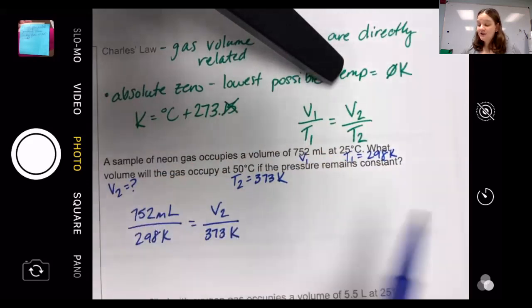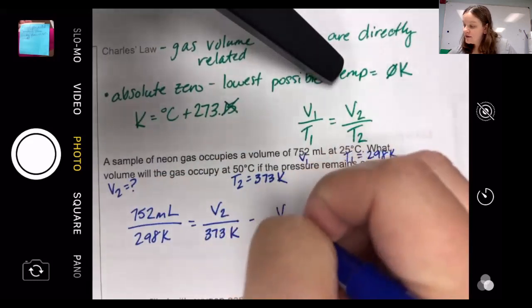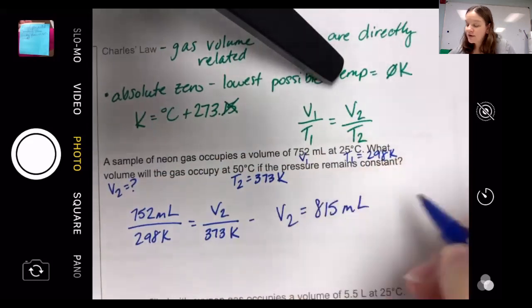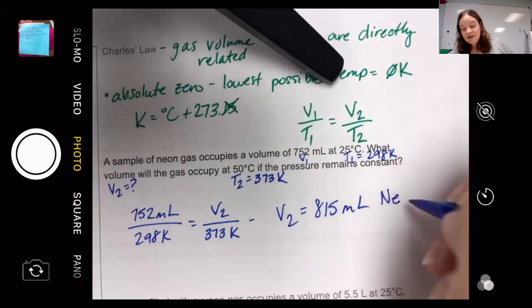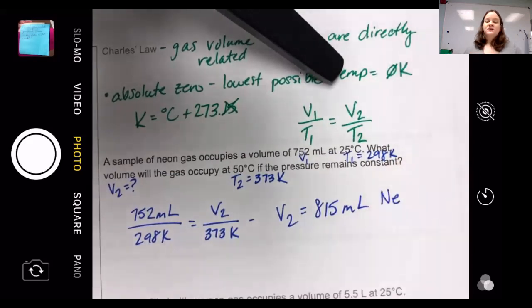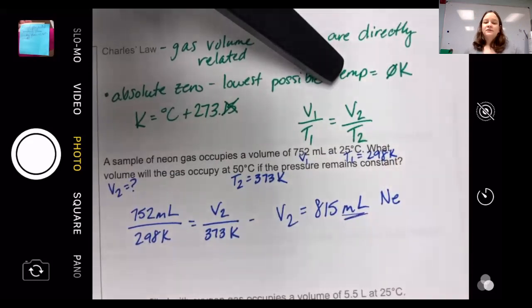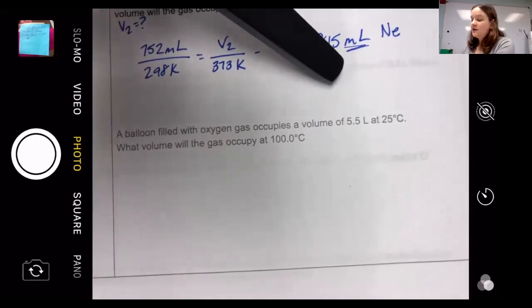752 times 373 divided by 298. And I would get that V2 is equal to 815 milliliters. Technically, you should have milliliters of neon in this case, but as long as you have units, I'm good. So pause the video, try this last sample problem, and then you can go on to the practice problems when you check yourselves.